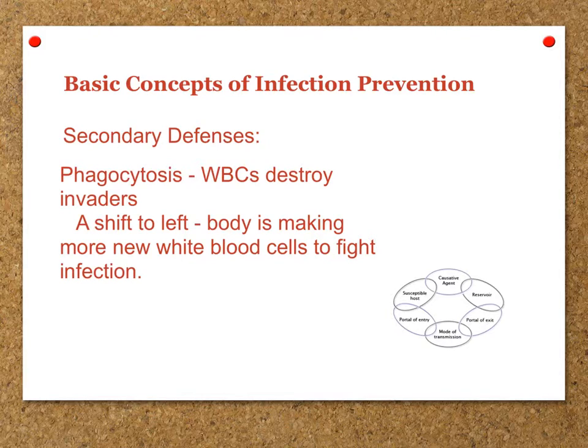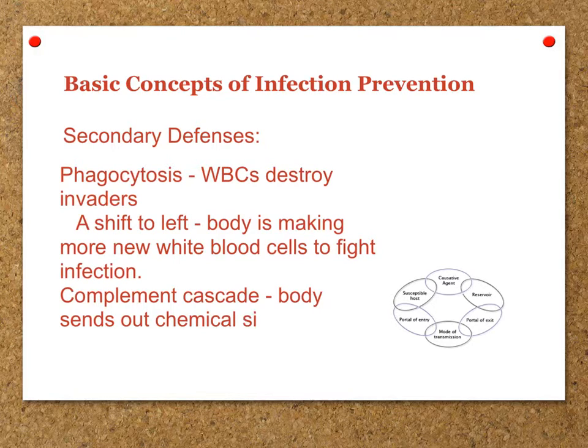But that's phagocytosis. And then we have the complement cascade. Do not make yourself nuts trying to understand the complement cascade at this point. It will make more sense to you later. But basically the body sends out chemicals to get other things to happen. It makes the blood vessels a little more permeable so that the body's defenses, the white cells, can get through and fight more effectively.